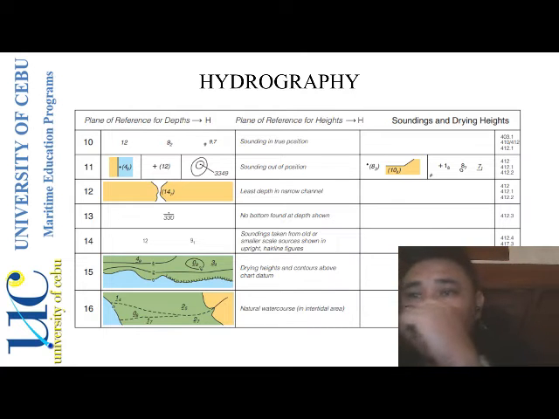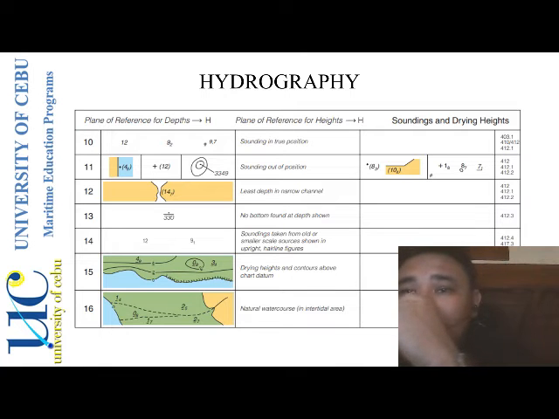So sounding drying heights, so number 12, this is the logo of the 14.7. So this is the least depth in a narrow channel. So number 13, so dot, so this is the dot 330. So no bottom found at depth shown. So 14, 12. So this is the soundings taken from old sources shown in the upright figure. So number 15, this is the drying heights and contour above chart datum.